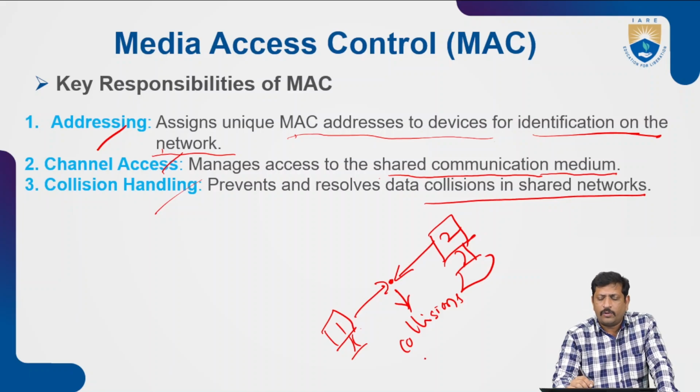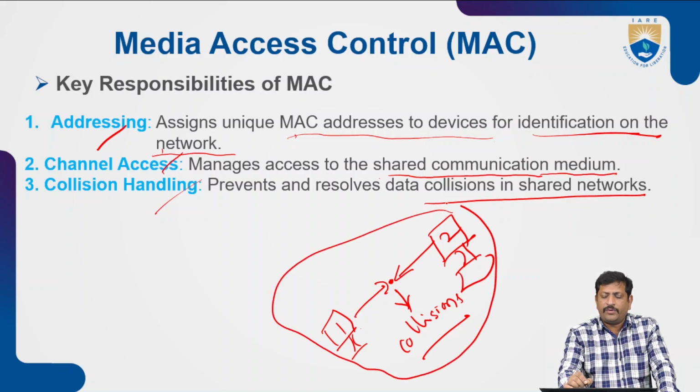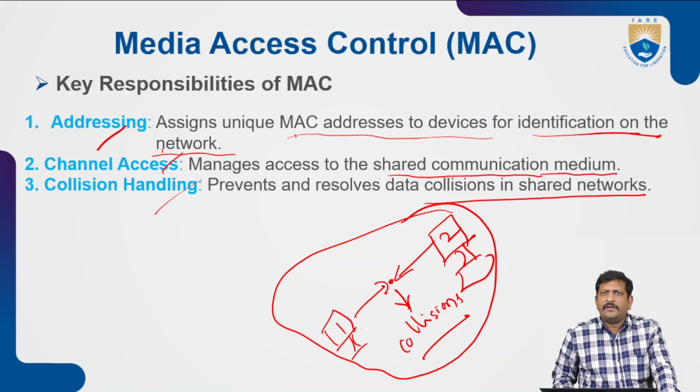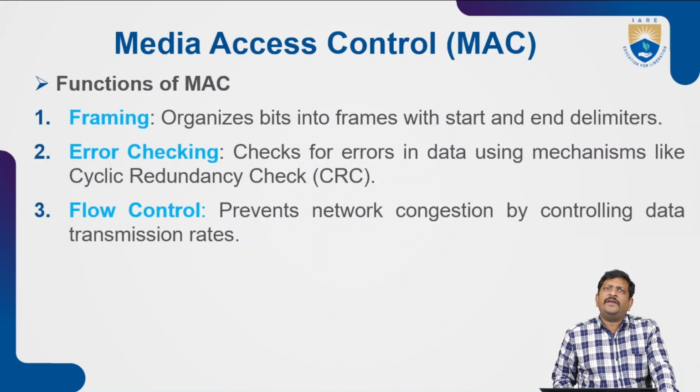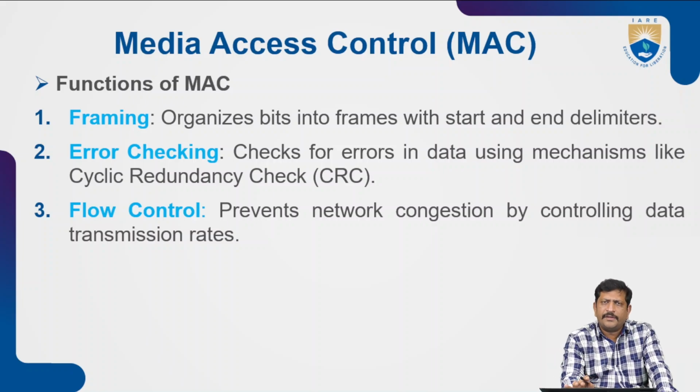With the help of collision handling, we prevent and resolve data collisions in a shared network. Whatever networks we are using, these are shared networks, and the collisions will be resolved. These are all the key responsibilities of the MAC layer: addressing, channel access, collision handling. Here are the functions of the medium access control, that is MAC.